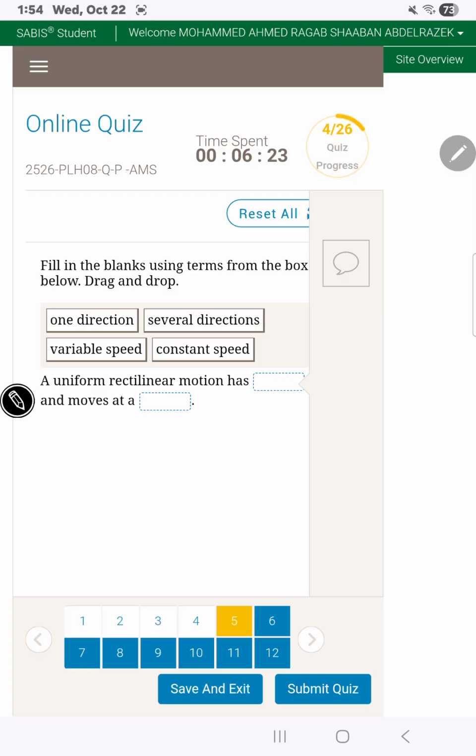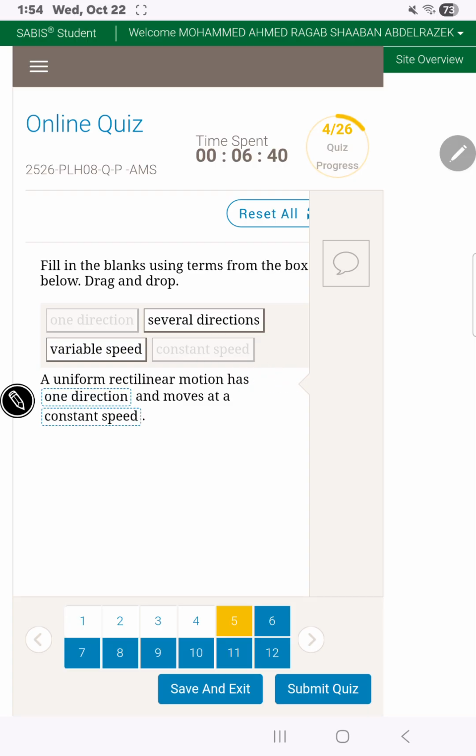Number 5. A uniform rectilinear motion has, here you have to choose, moves at a constant speed and has one direction. So a uniform rectilinear motion has one direction and moves at constant speed.